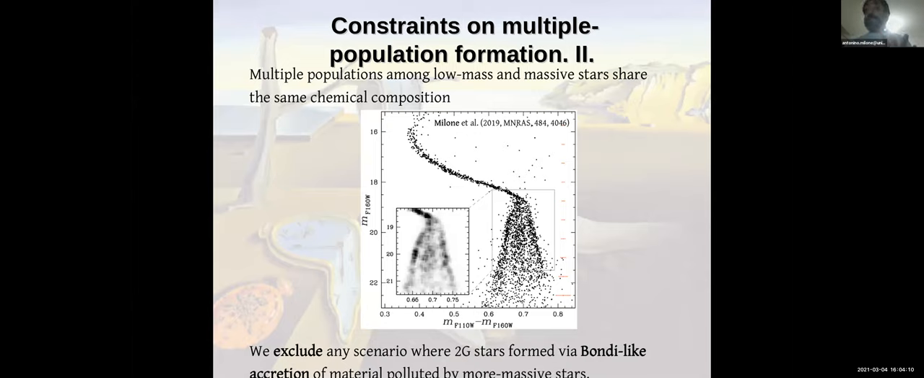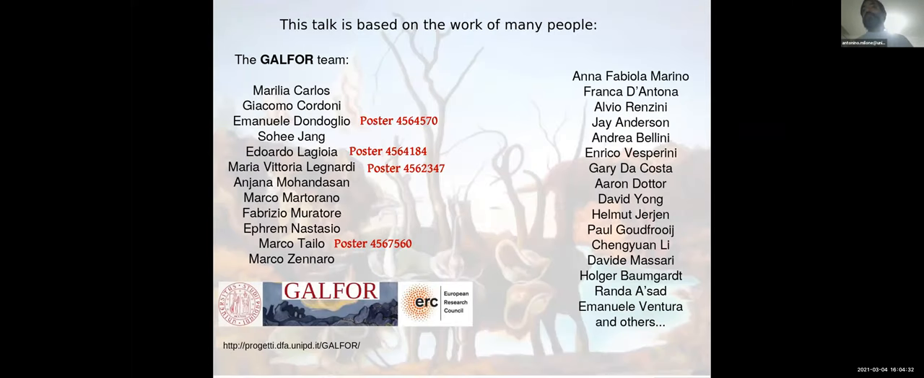And this is the last slide of my talk. These are just a couple of examples to show how we can constrain the formation of multiple stellar populations in globular clusters by using present-day facilities, but we will do better. I'm very excited about the future and about JWST, which will open really new windows on this kind of studies. And of course, I have to thank all my collaborators.